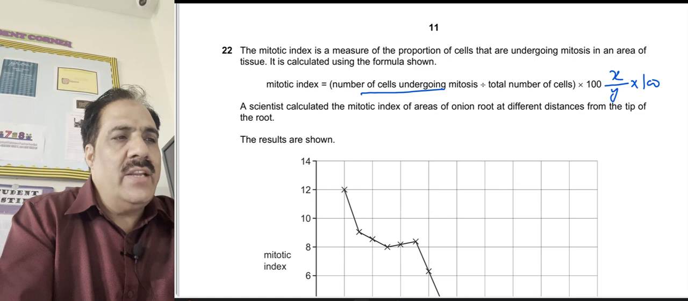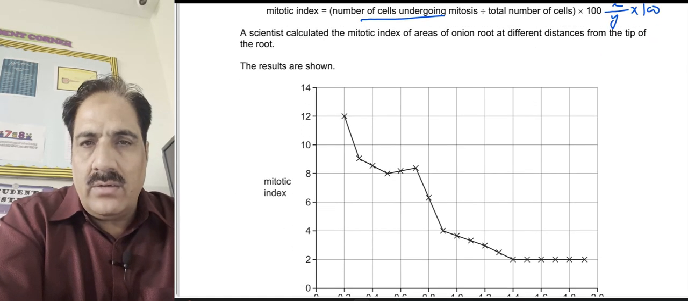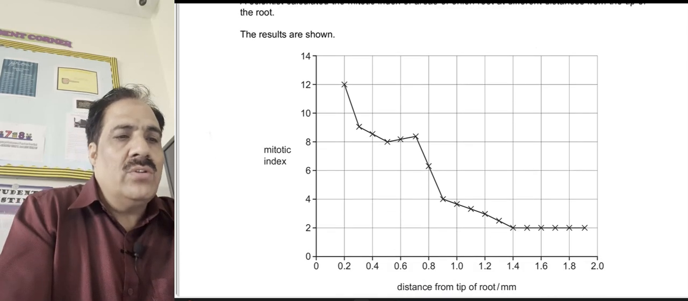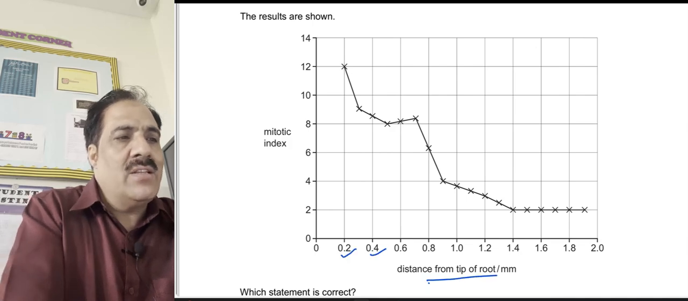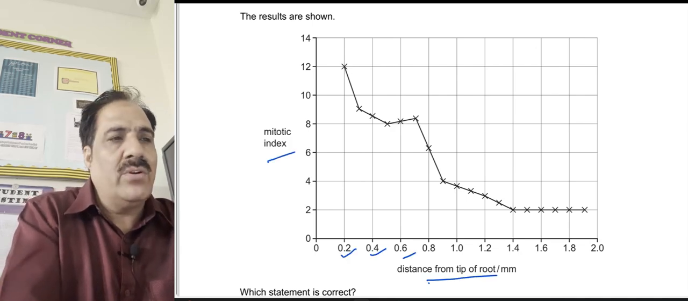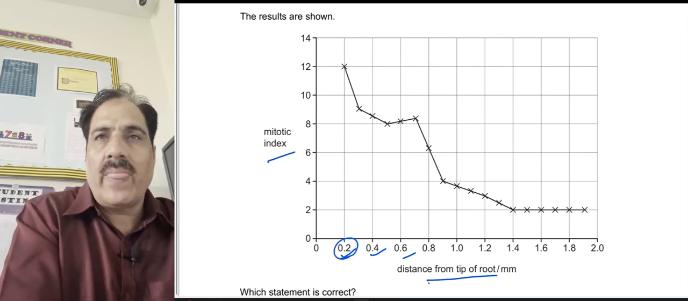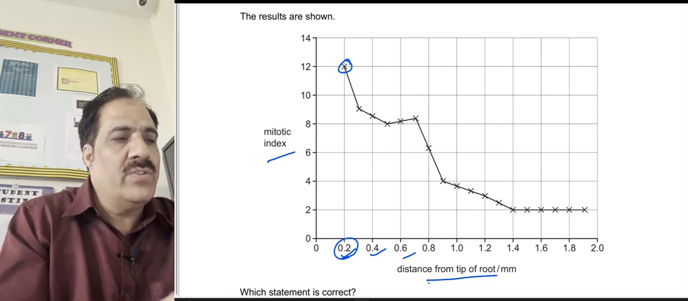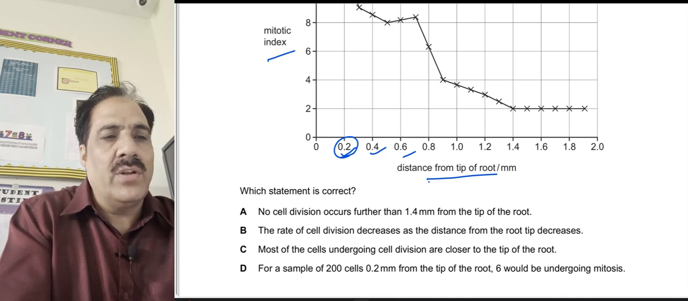A scientist calculated the mitotic index of the areas of onion root at different distances from the tip of the root. The results are shown. These are the distances from the tip, 0.2 millimeters, 0.4, 0.6, and this is the mitotic index. We can see the mitotic index is highest at the 0.2 millimeter distance, and then it keeps on decreasing. So what is the question? Which statement is correct?